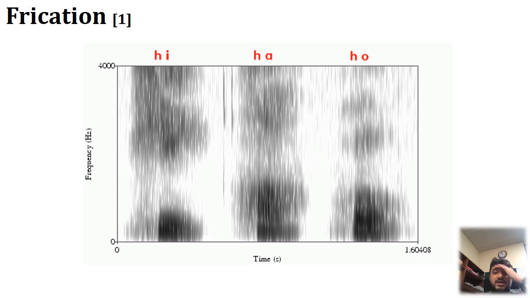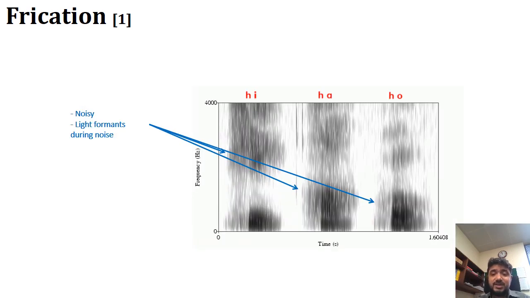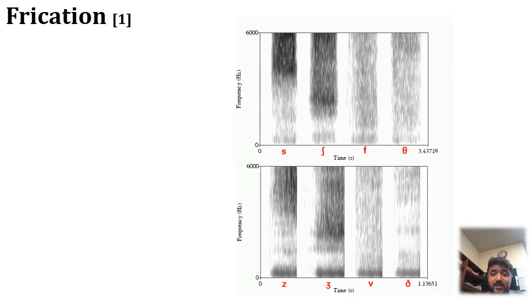So you see here ha, he, and ho, and in all of them you see very rich spectra of the noise. Noise is spread all over the 0 to 4000 hertz range, right? Here you see ha, he, ho. You also see noisy light formants during the noise. So even within the noise, you see some indication of formants going on. These are some of the indications of the ha sound.